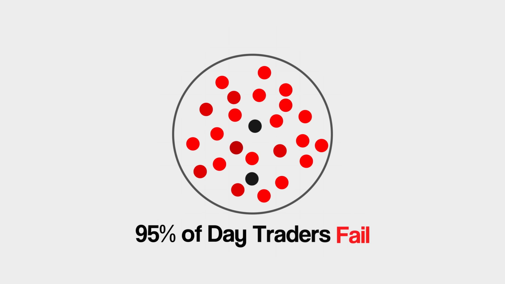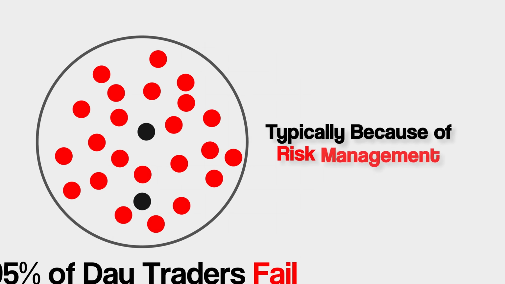And with that being said, 95% plus of day traders fail, and it's typically because of risk management. So if you have good risk management, a strategy that wins at least 33% of the time, and you consistently target a 1-to-2 risk to reward, you will be some of the select few that actually make money in day trading.